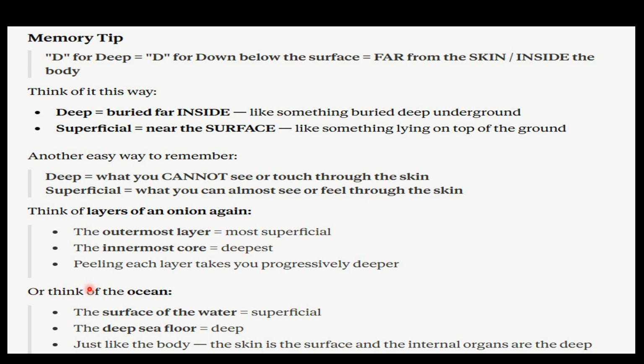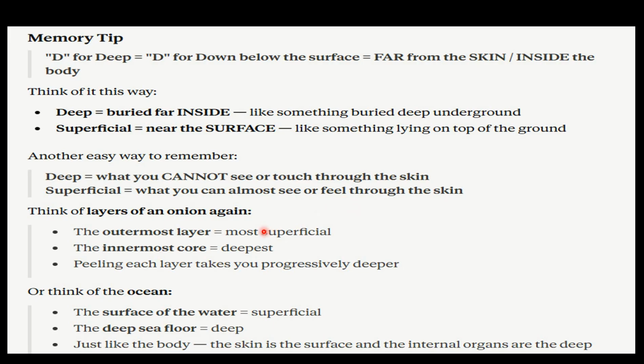Deep starts with the letter D. Okay, so D means down the surface, down below the surface, which is equal to far from the skin, inside the body. So you can simply consider that deep means buried far inside, like something buried deep underground. Okay, superficial equals near to the surface, like something lying on top of the ground. Deep is what you cannot see or touch through the skin. Superficial means what you can almost see or feel through the skin.